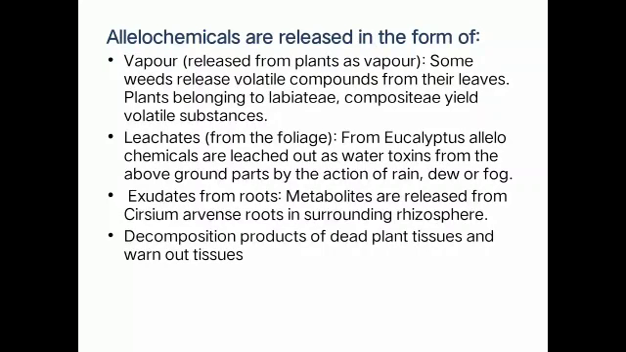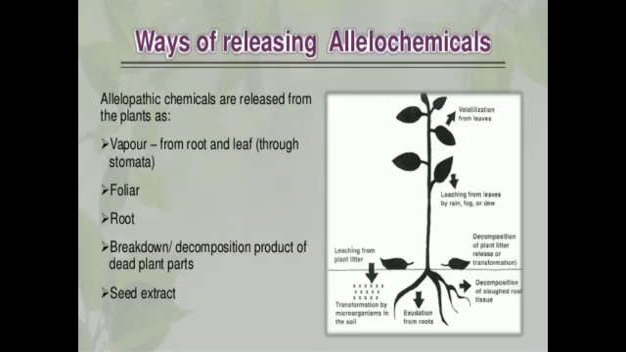From the eucalyptus, allochemicals are leached out as water toxins from the above ground parts by the action of rains, dew or fog. Then exudates from roots. Metabolites are released from Cirsium arvense. It's a weed. Its roots surround the rhizosphere, and these roots exude allochemicals. Then decomposition products of dead plant tissues and worn out tissues. You can see the ways of releasing allochemicals. The allochemicals are released from the plant in vapor form from the roots and leaves through the stomata.